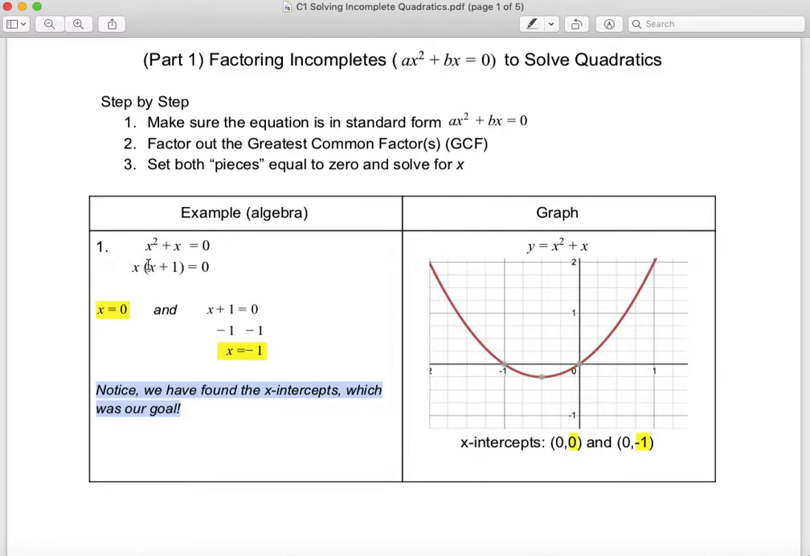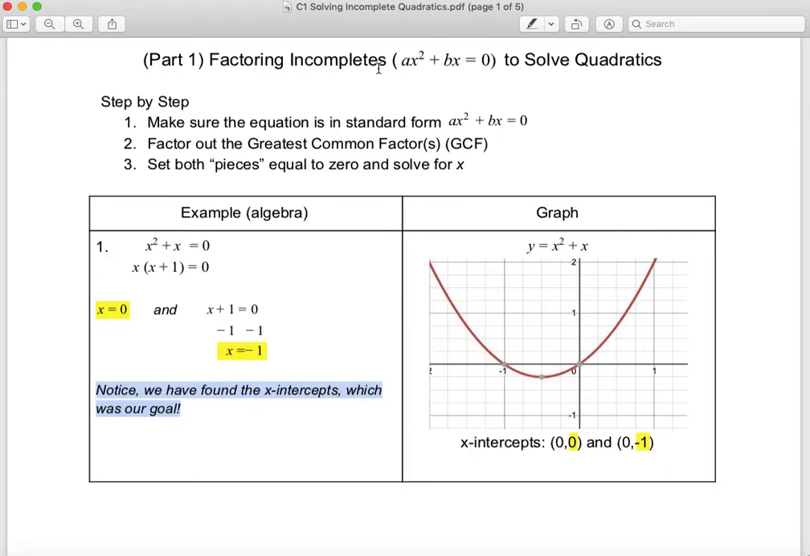However, when you get to x plus 1 equals 0, right? Set this little expression equal to 0. And if I'm trying to isolate the x, I should subtract 1 from both sides, and I'm left with x equals negative 1. If I were to graph this on Desmos, you would see that it's going to cross our x-axis at negative 1 and at 0, exactly like what we just solved. So we found our x-intercepts. That is what we wanted.